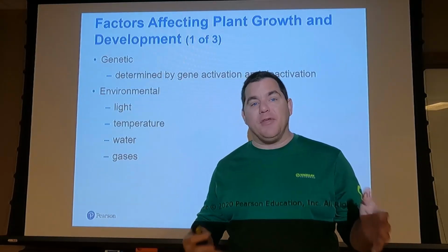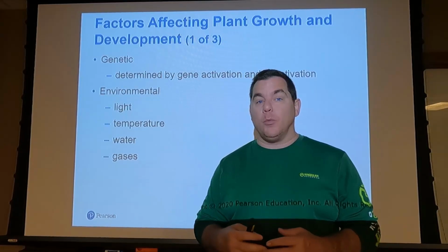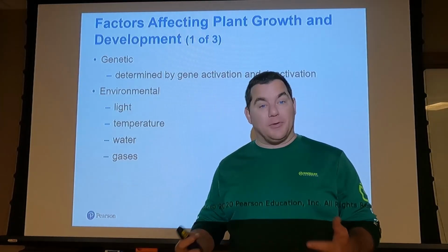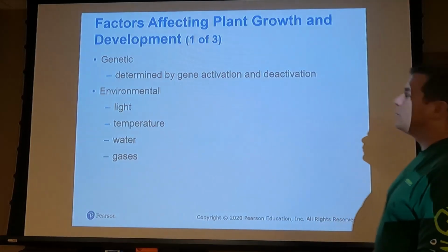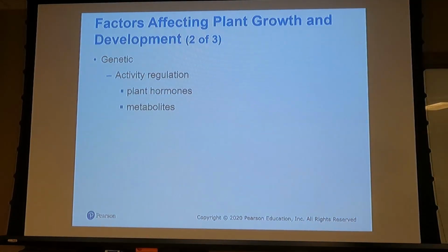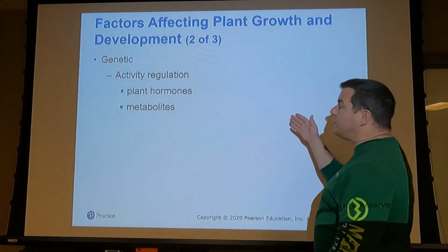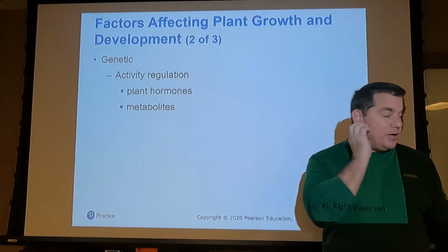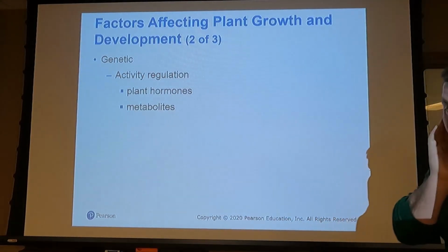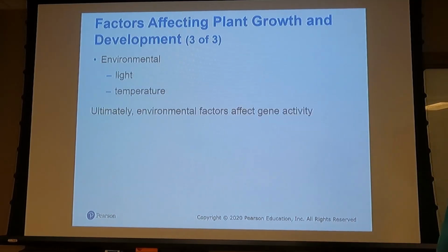Well, we know that not everything is perfect in our systems. So what we really look for is the optimum yield. So these plant hormones and some of the other metabolites that we're probably going to discuss in Chapter 8 are really the genetic portion of that.